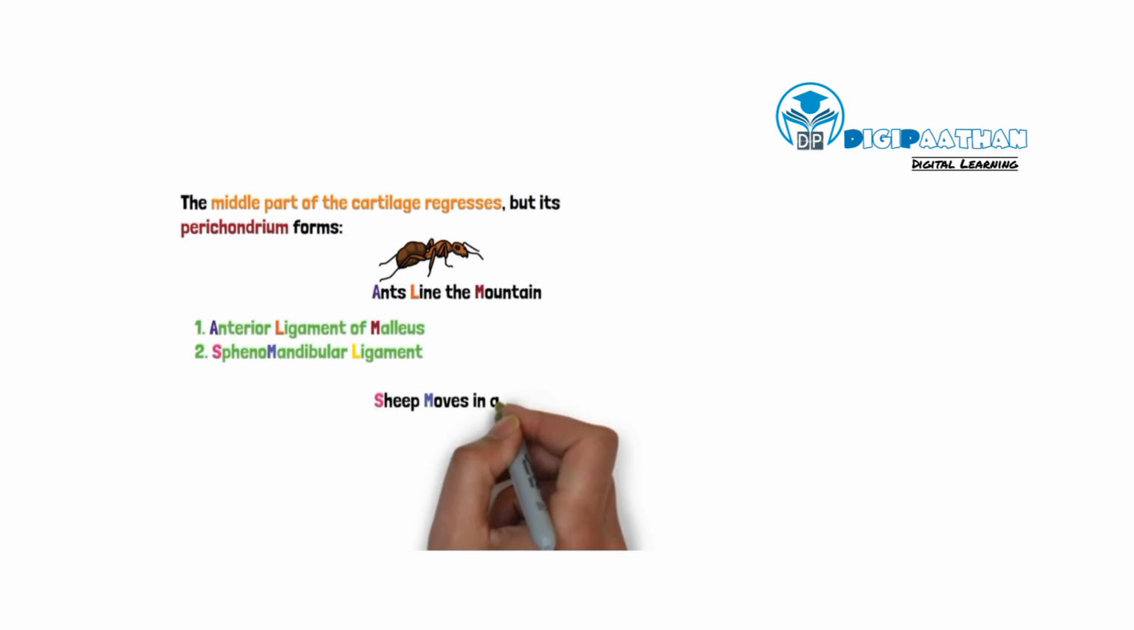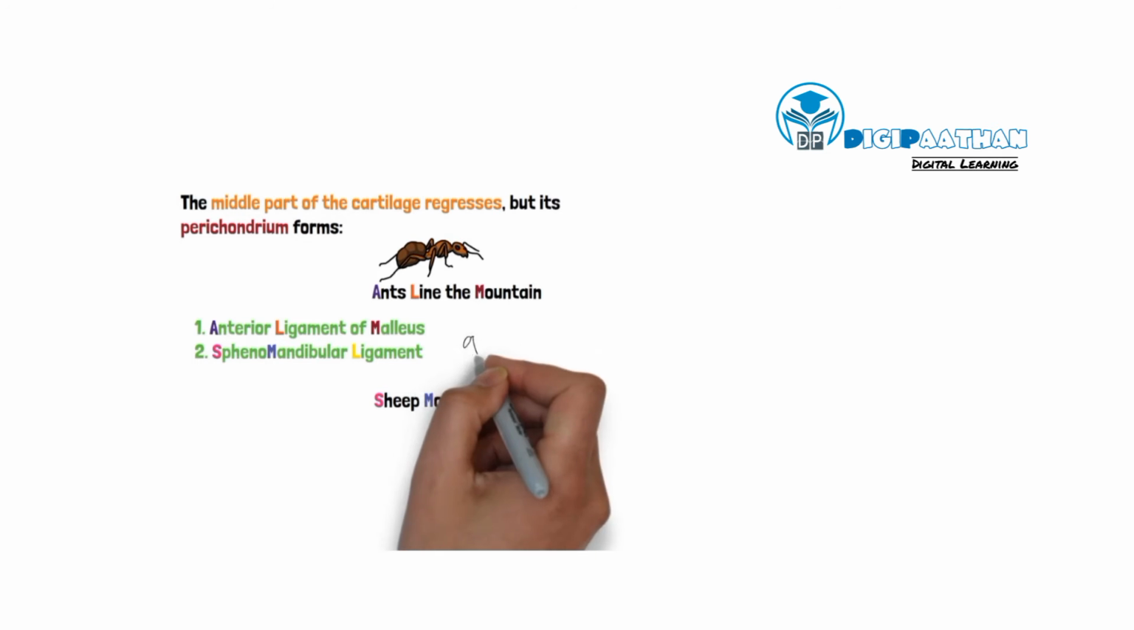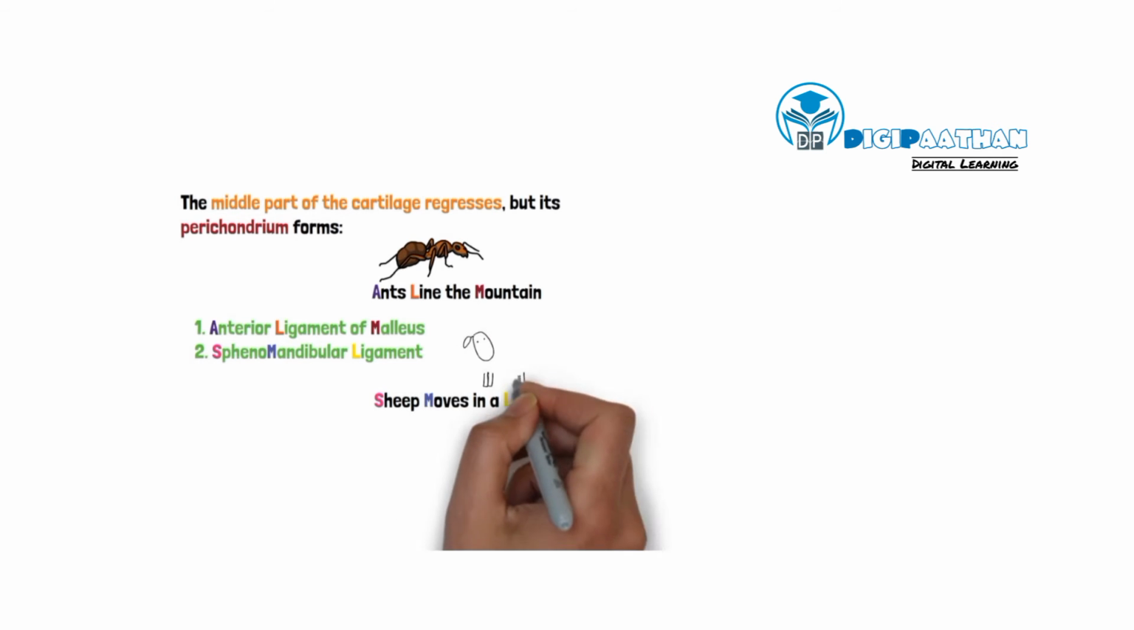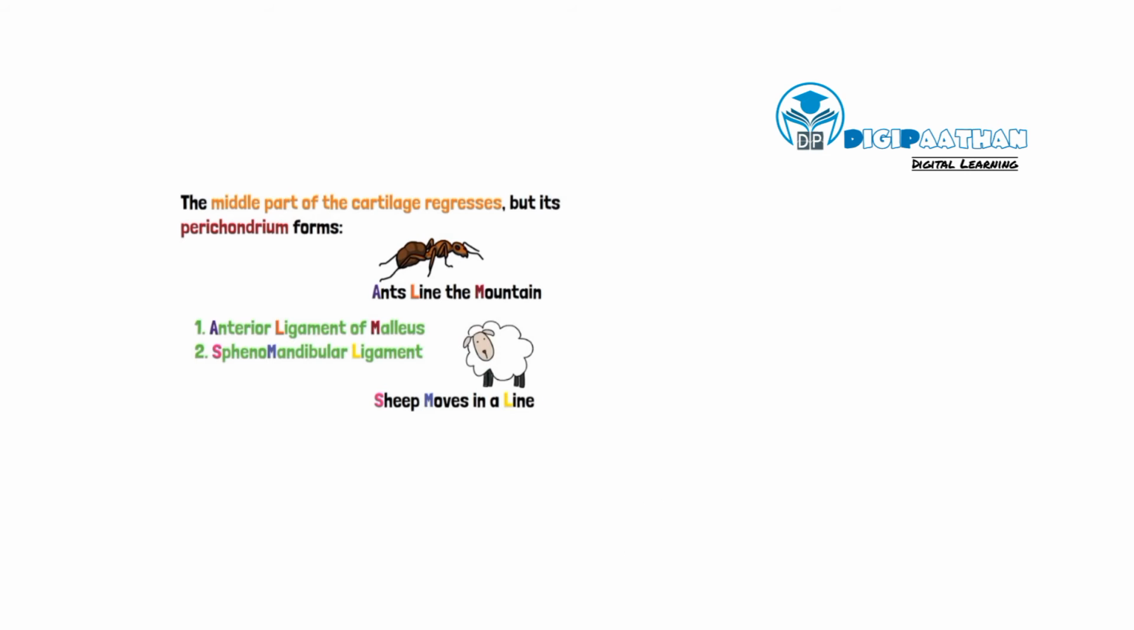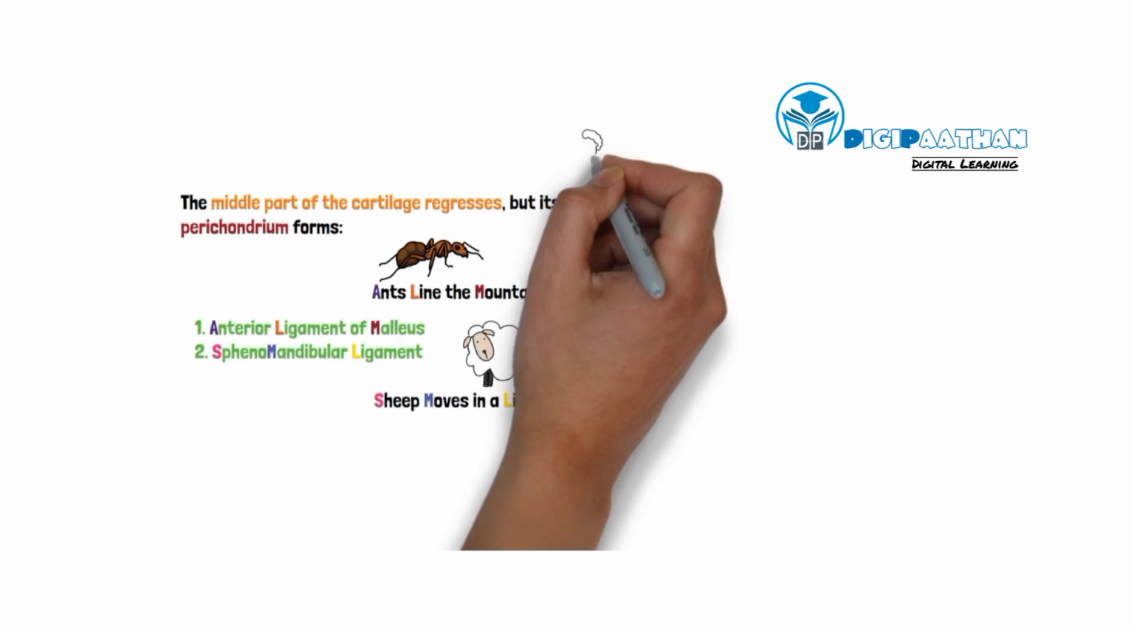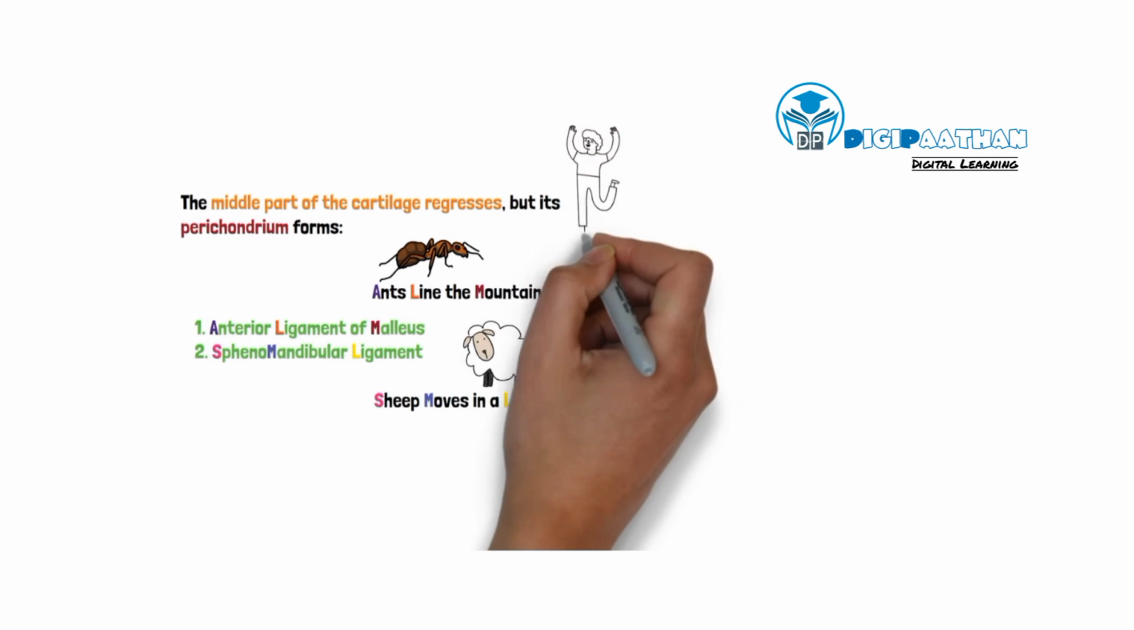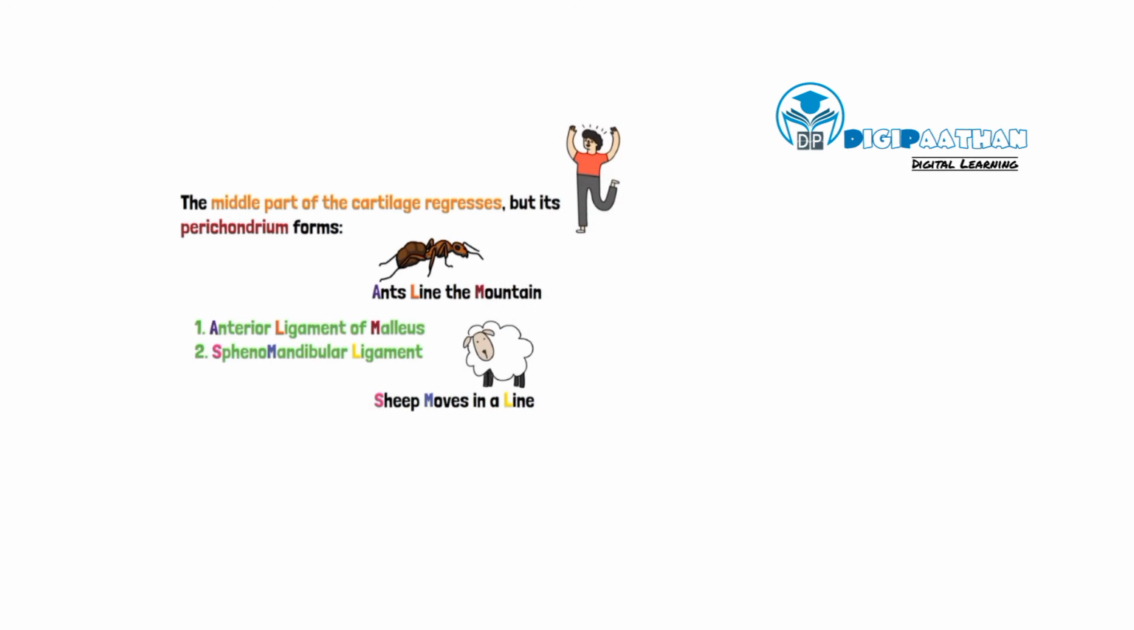Ants line the mountain. And we're going to remember the second ligament, the sphenomandibular ligament, by sheep moves in a line. So the anterior ligament of the malleus, we can remember it by ants line the mountain, and the sphenomandibular ligament by sheep moves in a line. Some fun mnemonics to help us remember them.